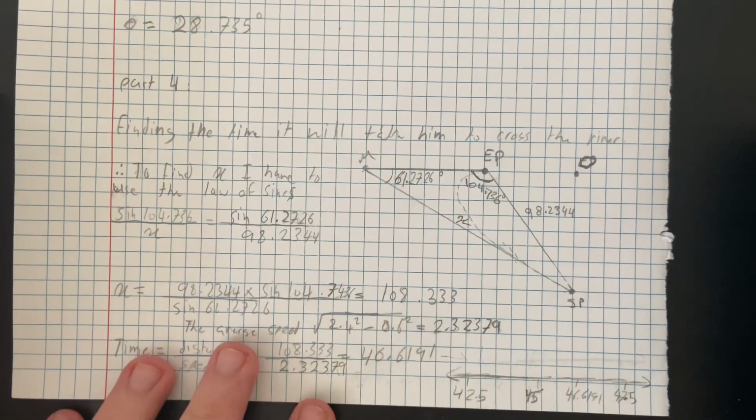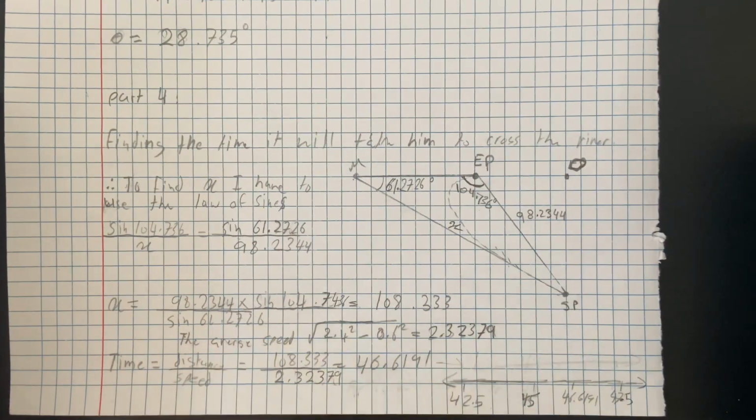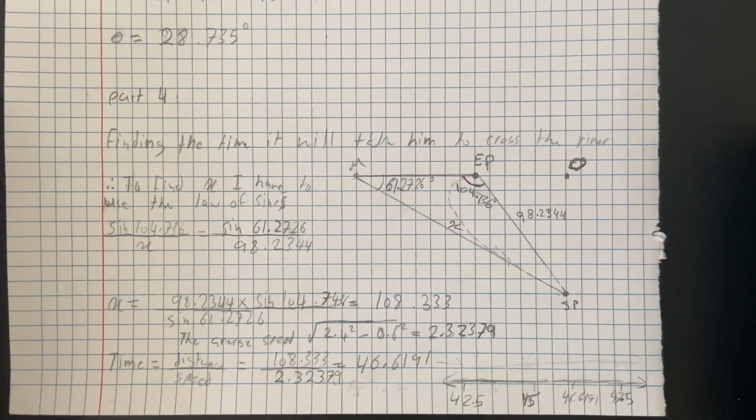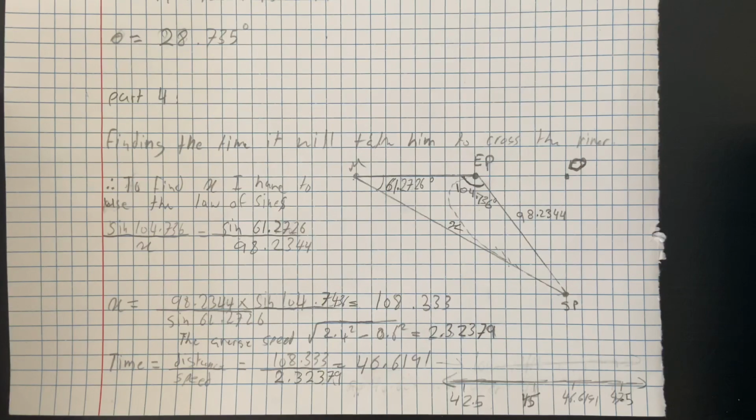Now, using upper and lower bounds, 42.5 and 47.5, anything greater than 42.5 and less than 47.5 will be rounded to 45. So my time was 46.6191, which can be rounded to 45. So the coach was right about the time.